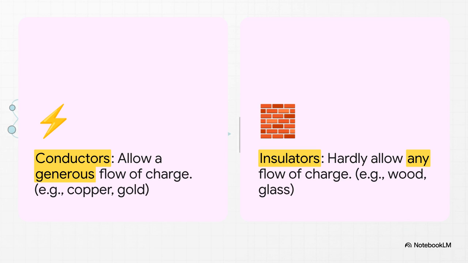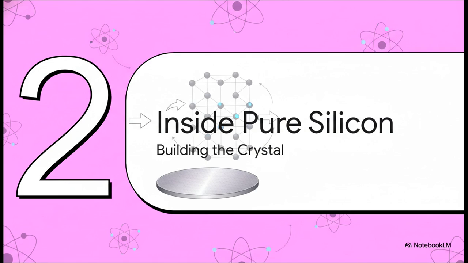But then there's this third really interesting category, semiconductors. They let a little bit of charge through, but here's the magic word, the most important word of this whole thing: controllable. We can precisely tune just how much electricity flows through them. And that ability to control the flow is the secret sauce behind all of modern electronics. So the big question is, how do we get that control? Well, to answer that, we need to zoom way, way in on the most famous semiconductor of them all, silicon. And that brings us to section 2, inside pure silicon.